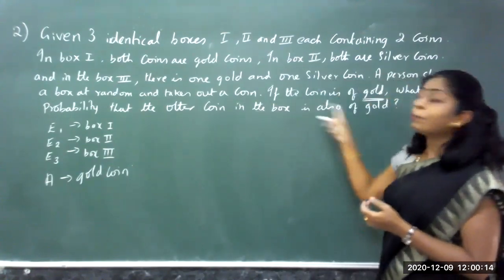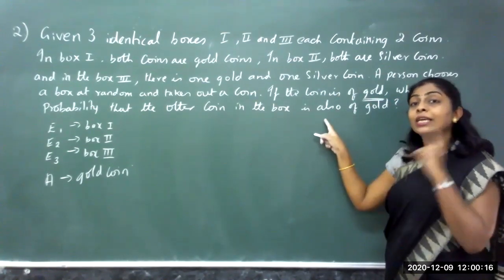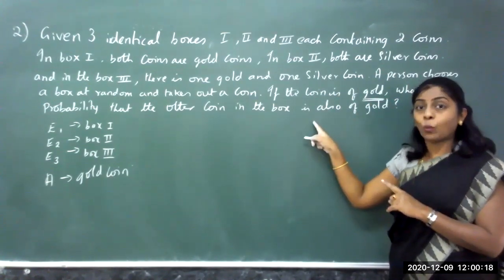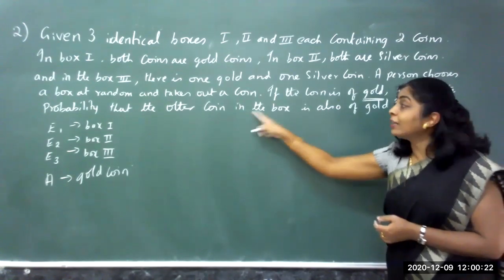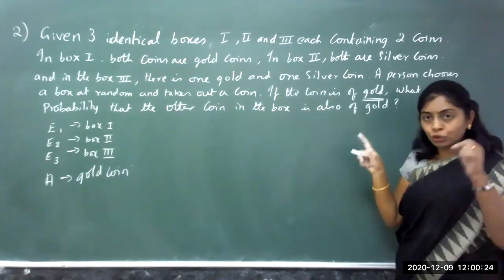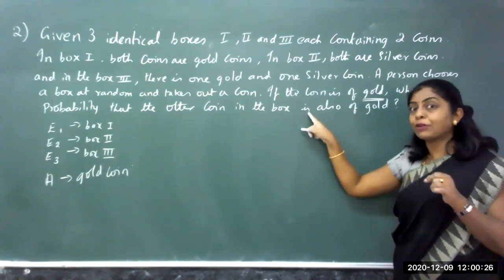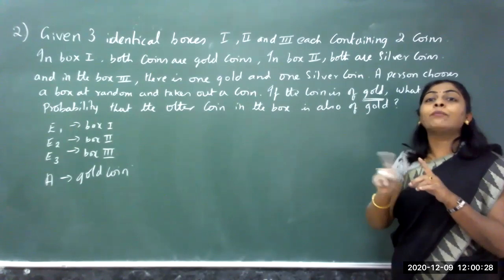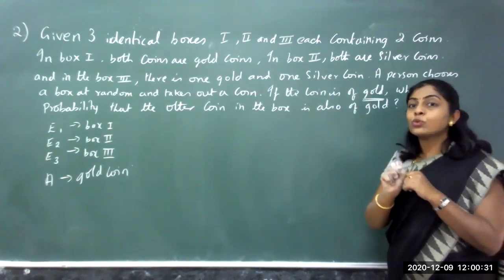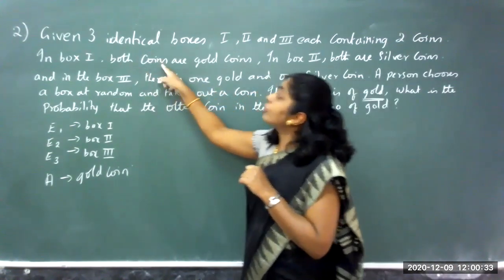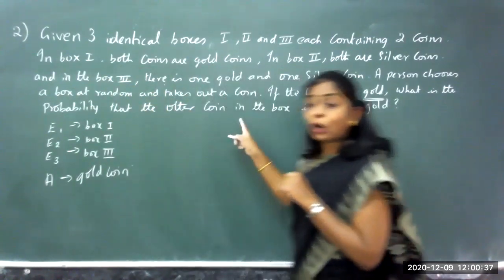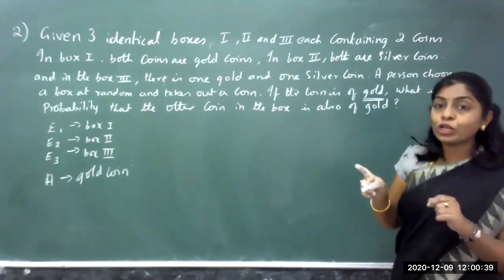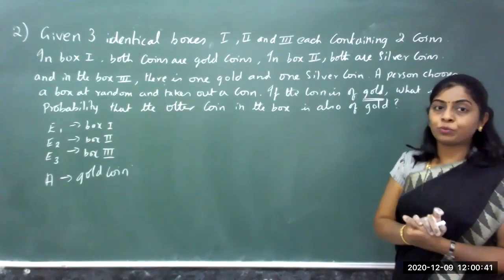Now you have to find the probability of choosing from box 1 a gold coin. Box 1, why? Because the other coin in the box should also be gold. You are choosing a gold coin, and the other coin left should also be gold. In which box do I have both gold coins? Both the coins are gold in box 1. So that is the probability that has to be found.